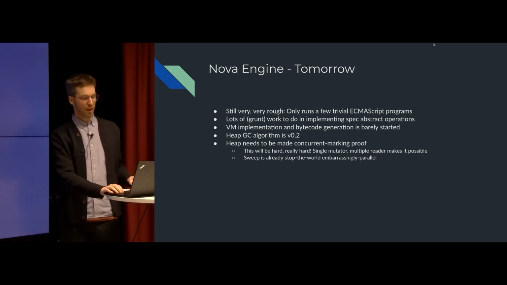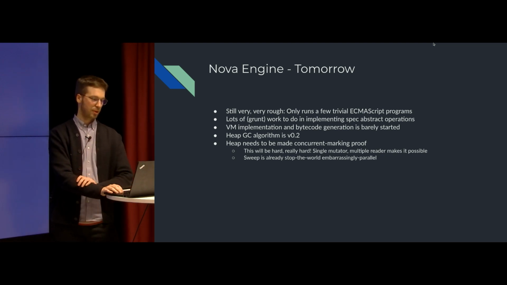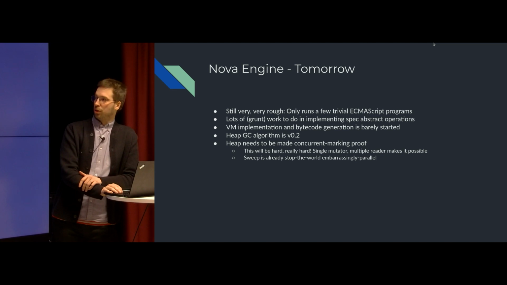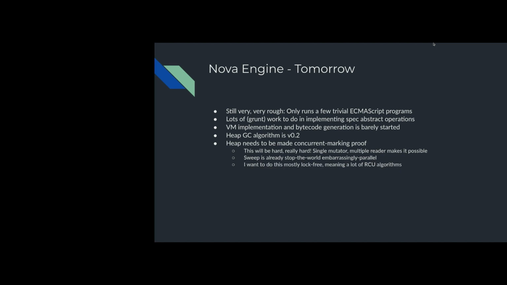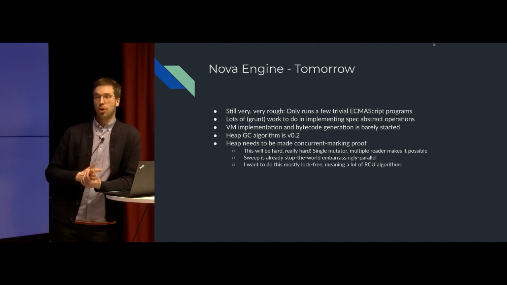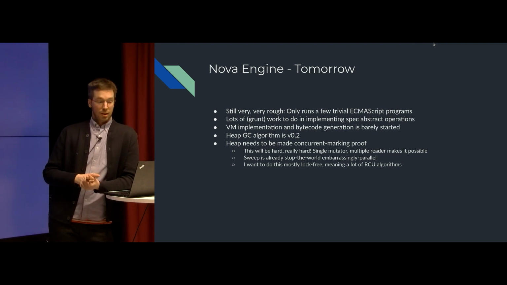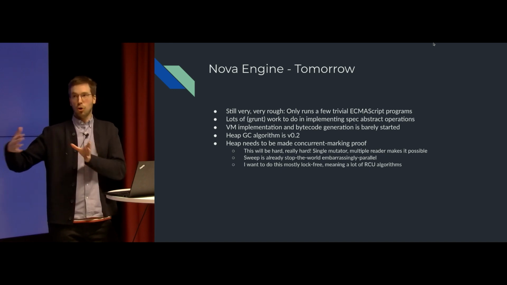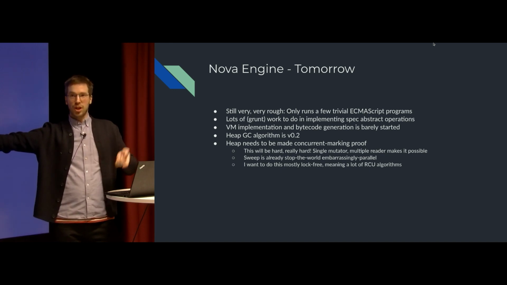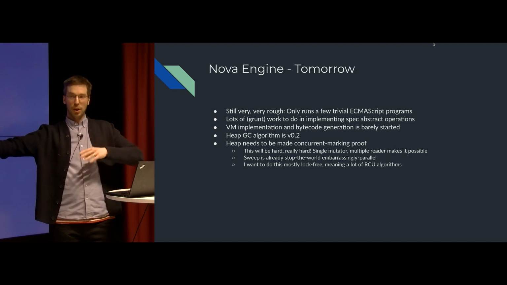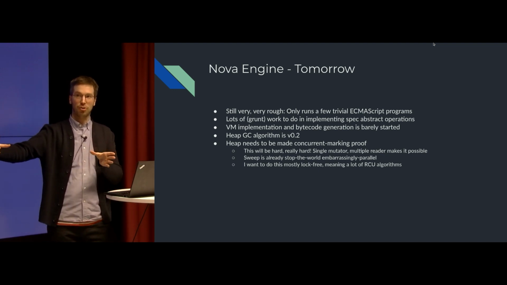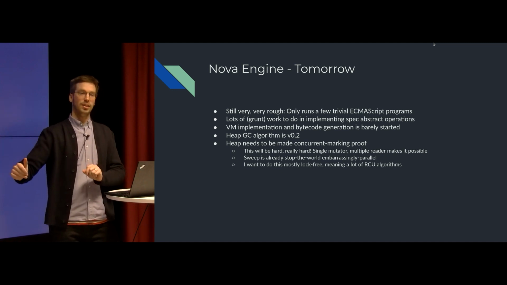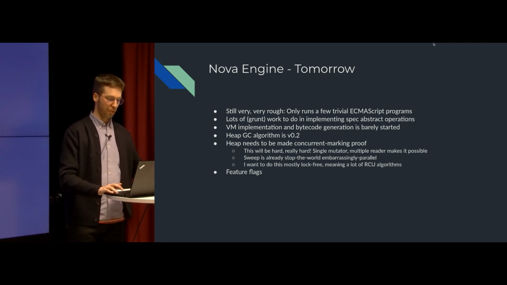Yeah, the sweep is already stop the world, it's always going to be stop the world, and it's embarrassingly parallel. But I also want to make the heap concurrent marking mostly lock-free. So that means I will need to do some RCU, read copy update stuff, like if a heap vector needs to be reallocated, I need to keep the old allocation, copy it into a new larger allocation, change the pointer, change the length, and now I can keep going. And I need to keep the old vector memory alive until GC has finished. Then I know I can drop it.